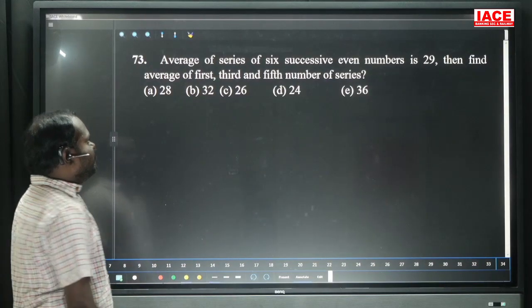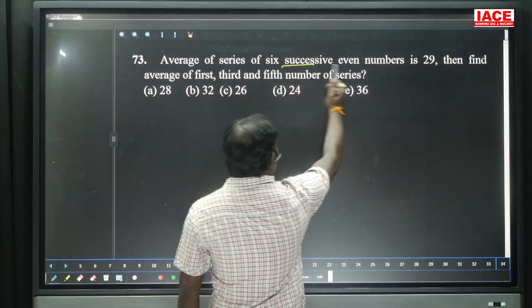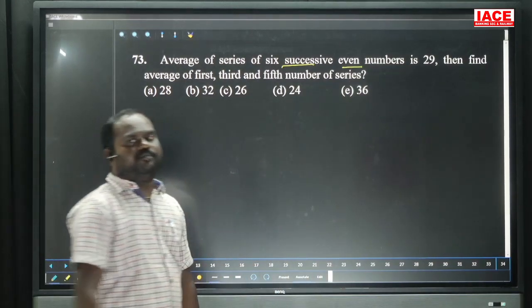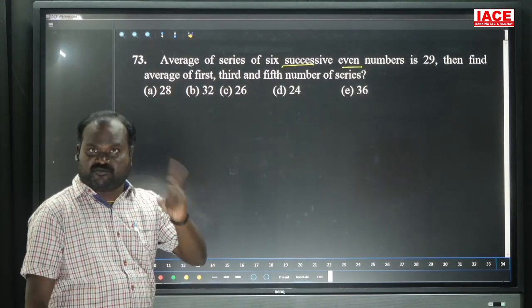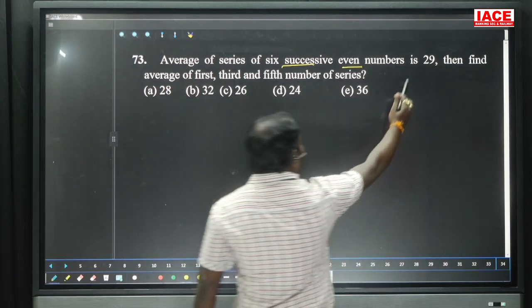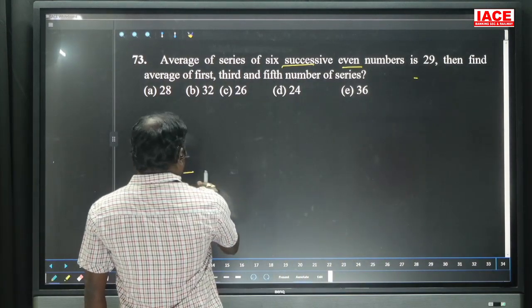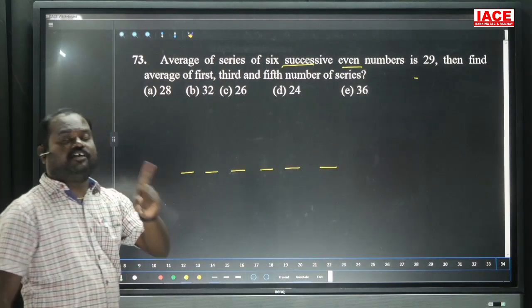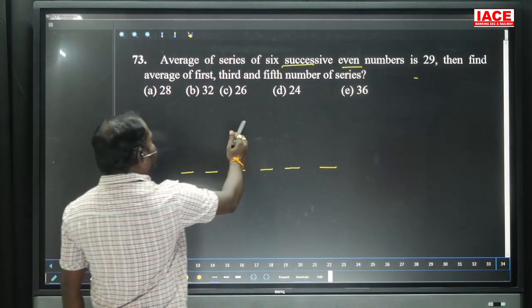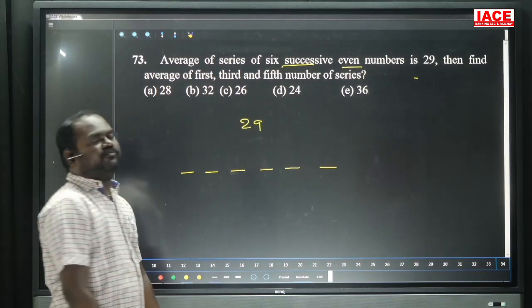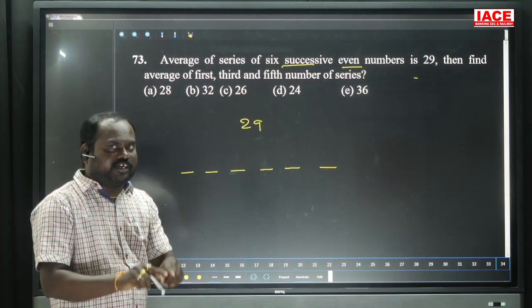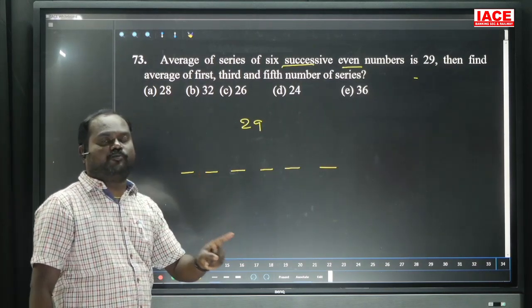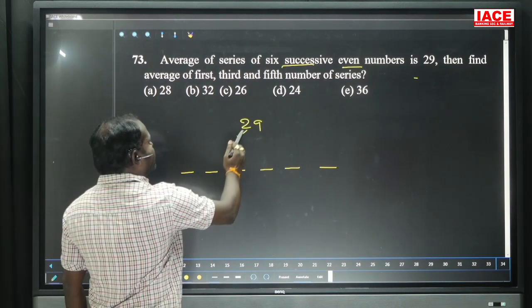Average of a series of 6 successive even numbers. Successive is nothing but continuous even numbers. What is the average? It is 29. Here, 1, 2, 3, 4, 5, 6 continuous are given, so their average is 29. Whenever these kinds of questions are given, the average is 29, but these are even numbers. So nearest to 29, what are the even numbers?